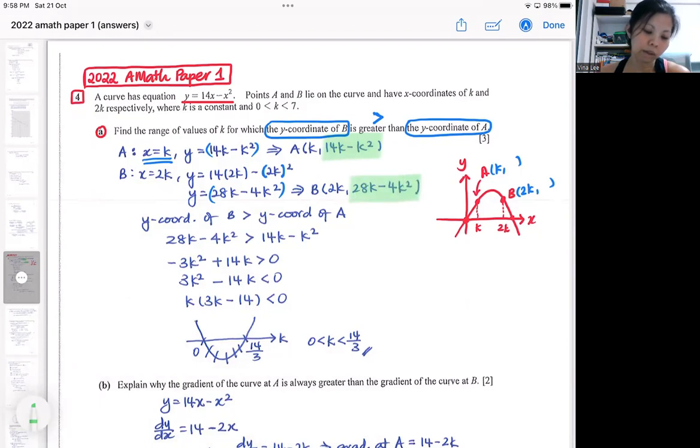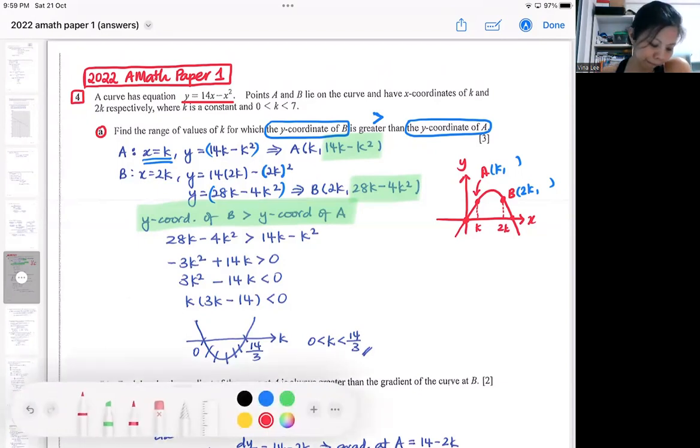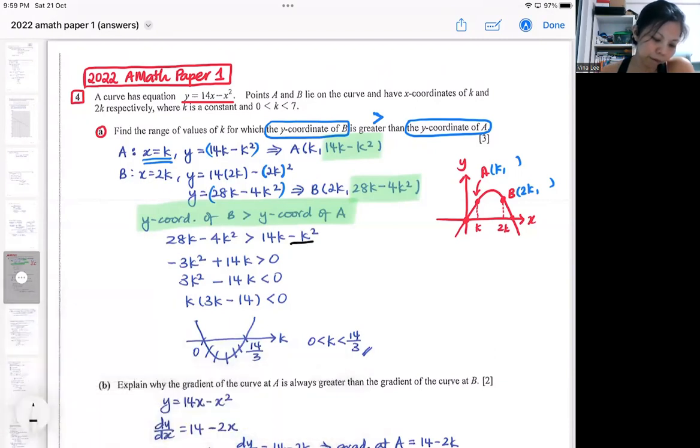We use the information provided that the y coordinate of B is greater than the y coordinate of A. You just execute it. When you put in the respective y coordinates, you will get a quadratic function in k. So you reshuffle them and flip this over. Personally, I do not like to see a quadratic function that is negative, so my usual habit is to divide by -1. You need to remember that if you divide by -1, the inequality sign will be reversed.